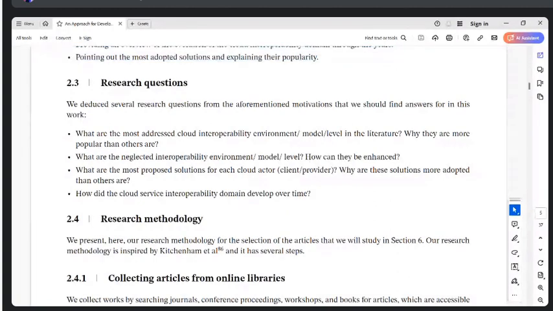Then they have added the research question section, look here. This author is trying to question himself, saying that okay, we have conducted several research analyses, and then we came out with these questions. What are the most addressed cloud interoperability environments? Okay, why are they more popular than others? These are some questions they are asking. Why do people like AWS cloud, not Google cloud? Why are they more popular than that? Or what are the most proposed solutions for any cloud actor like a client or provider? Okay, how did this interoperability domain develop over time?